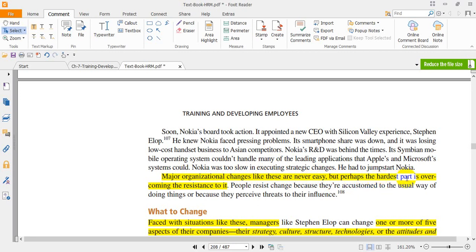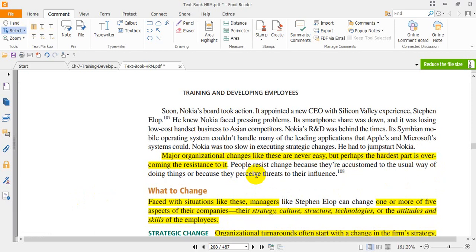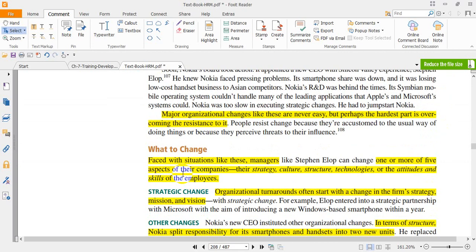But perhaps the hardest part is overcoming the resistance to it. The resistance to change. People resist change because they are accustomed to the usual way of doing things, or because they perceive threats to their influence. What to change? In organizational change programs, faced with a situation like this, managers change one or more of 5 aspects of their companies: their strategy, culture, structure, technology, and attitudes and skills of the employees.